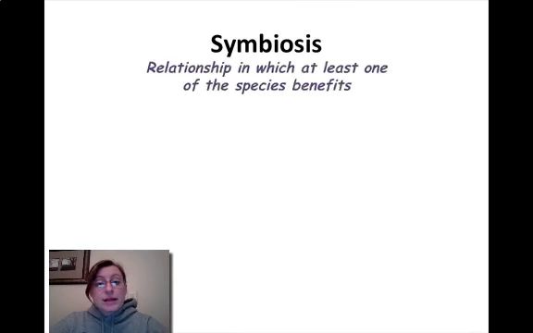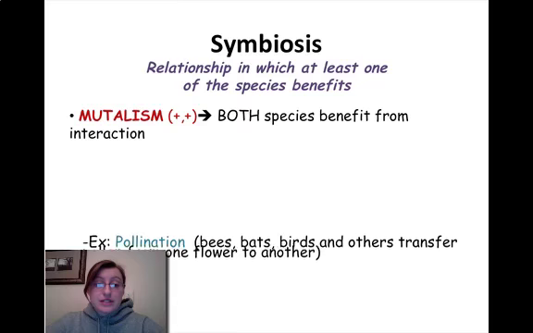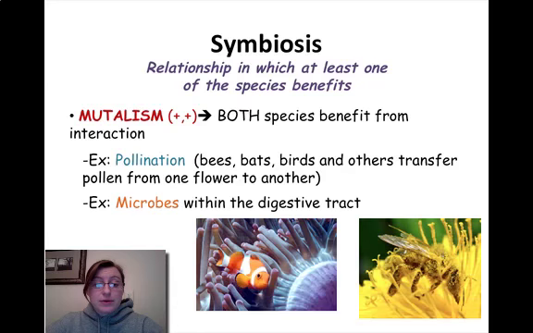Okay? Sometimes organisms can benefit from one another, not in a predation form, but through a shared living situation. Okay? For example, mutualism. Okay, that is where both species are going to benefit from the interaction, so that's plus plus. Best example, pollination, right?